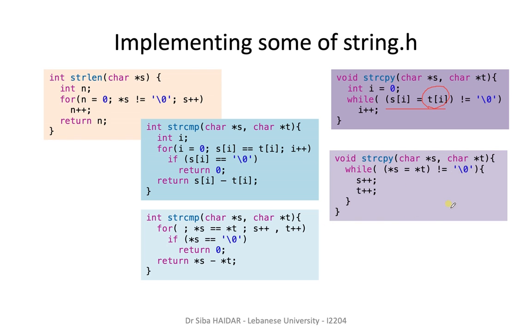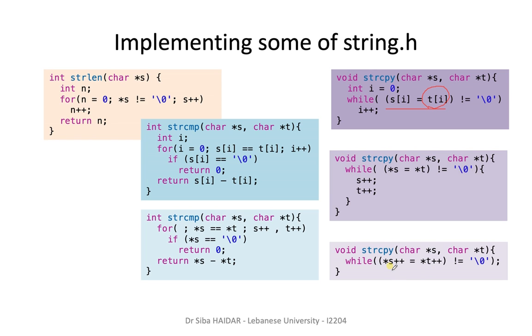Let us be more clever and make this function even shorter. Since this is post-incrementation, we will include it inside the affectation. So the affectation will be dereference s equals dereference t, which puts the value of dereference t inside dereference s, and then post-increment t and s.